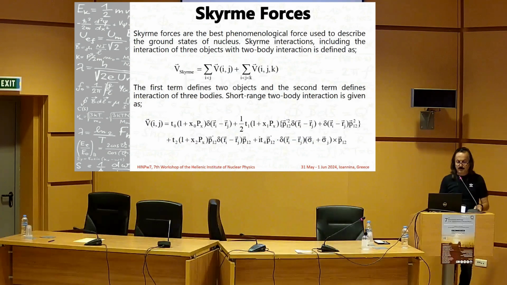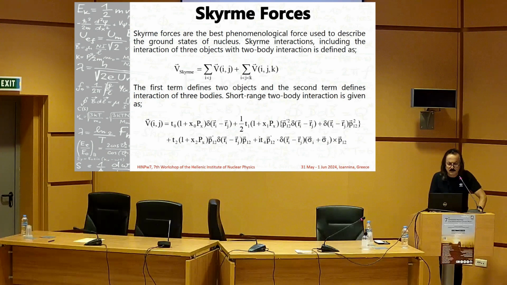Skyrme forces are the best phenomenological forces used to describe the ground states of nuclei. Skyrme interactions, including the interaction of three objects with two-body interactions, are defined as this. The first term defines two objects, and the second term defines the interaction of the bodies. The short-range two-body interaction is given by this equation.